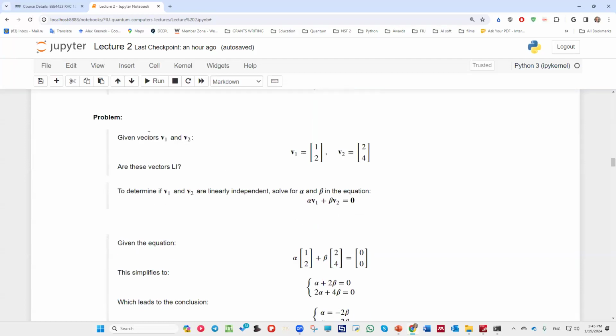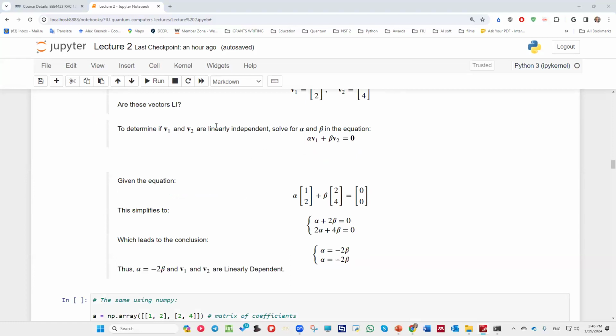So for example, let us consider two vectors, v1 and v2, with these components. v1 is with components 1 and 2, and the second vector with components 2 and 4. So I took this example because it's very easy to say the answer from the very beginning, right? Because v2, this vector 2, is just a simple multiplication of the vector 1 by the constant 2, parameter 2.